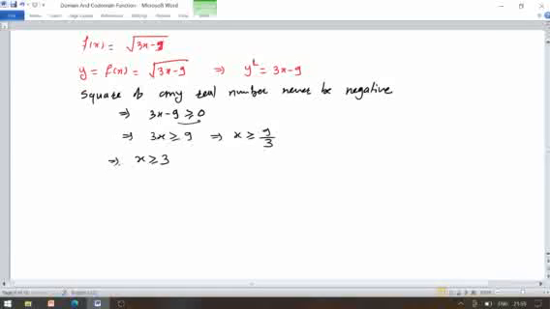So if we want to define the domain in interval form, we have the semi-closed interval 3 comma infinity, because 3 is included in the interval. So the domain of the given function f is the semi-closed interval 3 comma infinity.